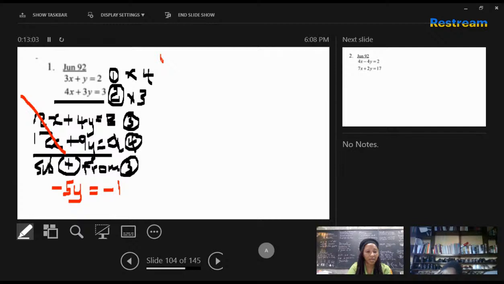Therefore, y is equal to negative 1 divided by negative 5. We're dividing by negative 5. So what's the answer for y? Miss, the answer for y would be negative 1. Wait, miss, we can divide both of them by negative 1.